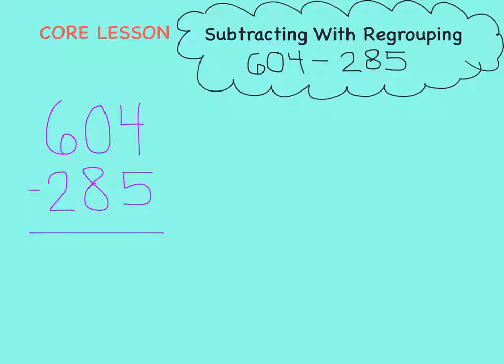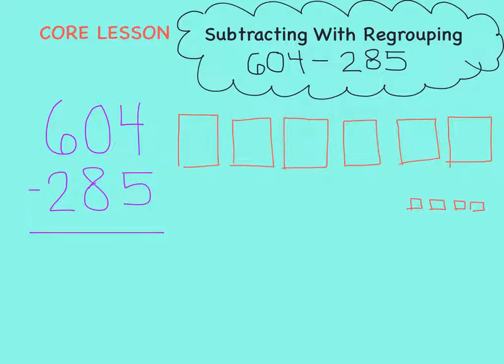Let's find the difference between 604 and 285. The first thing we do is write the numbers on top of each other, with the greater number on top. We make sure that the ones are lined up with the ones, tens are lined up with the tens, and hundreds are lined up with the hundreds place. Let's draw a picture of the bigger number. 604 has 6 hundreds, 1, 2, 3, 4, 5, 6, and 4 ones, 1, 2, 3, 4. There are 0 tens, so I didn't draw any tens.